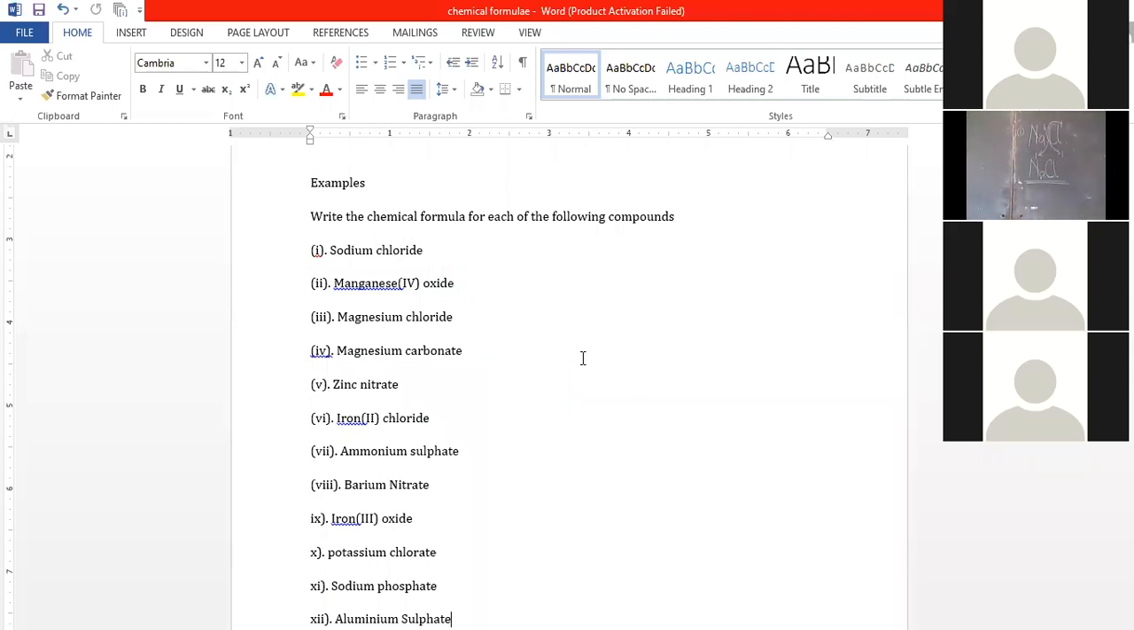I'll receive a few questions at the end, but I'm doing number 2. Manganese 4 oxide. Can someone remind me the symbol for manganese? Mn. Capital M, small n. What is the symbol for oxide? Capital O. So this is where we have the variable valencies, but they are telling us it is manganese 4.